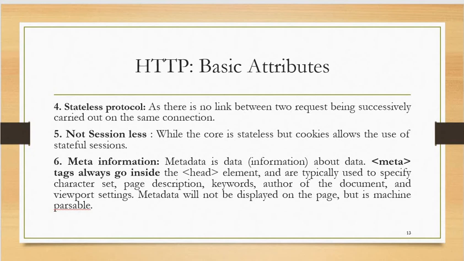Metadata is data about data, and meta information provides information about one or more aspects of the data that is going to travel through the connection links, which makes it an easier data carrier. Metadata does not get displayed on the screen but is machine parsable and gives prior information about the data in the file.